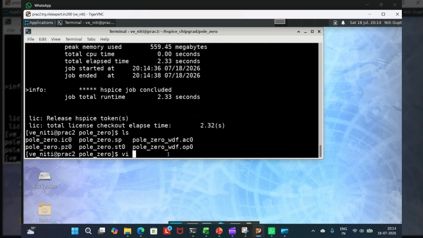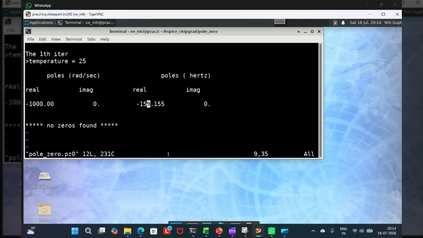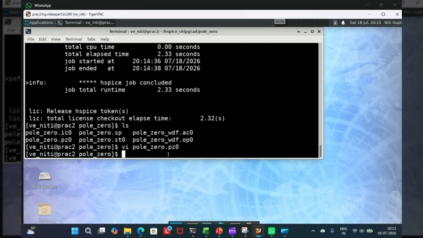Okay. And now if I check, you see now your frequency has changed, right? Earlier it was 500, now it's minus 1000 radian per second, and the pole is minus 159.155. So that means depending on the values of my resistance and capacitance, the pole and zero positions change, and that is why understanding pole zero analysis matters. It also impacts the stability of my system, poles and zeros. That is why we do pole and zero analysis.